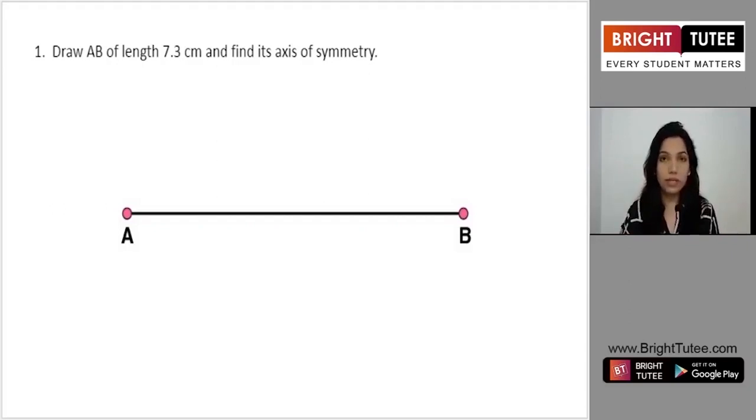So what do we see? We see that there are equal sizes on both the sides, right? So now we are going to draw AB of length 7.3 and we need to find its axis of symmetry. So axis of symmetry means you need to draw a line that is standing exactly at the center point. Is that right?